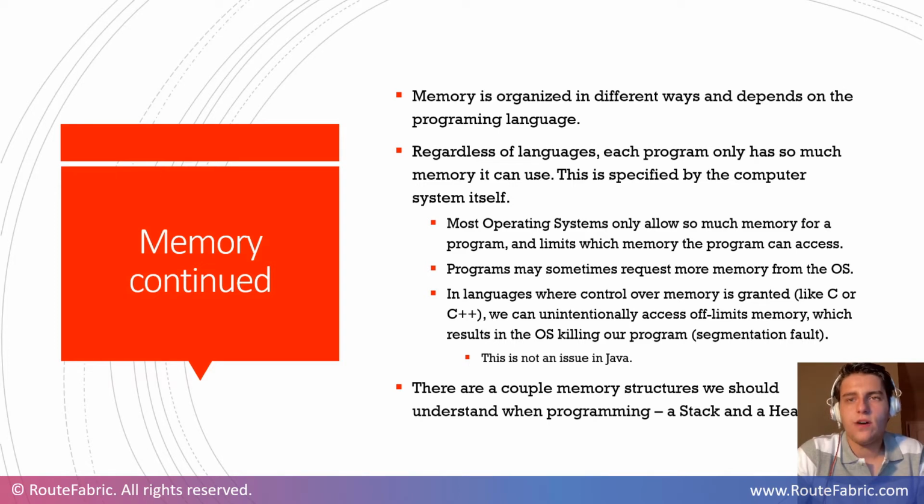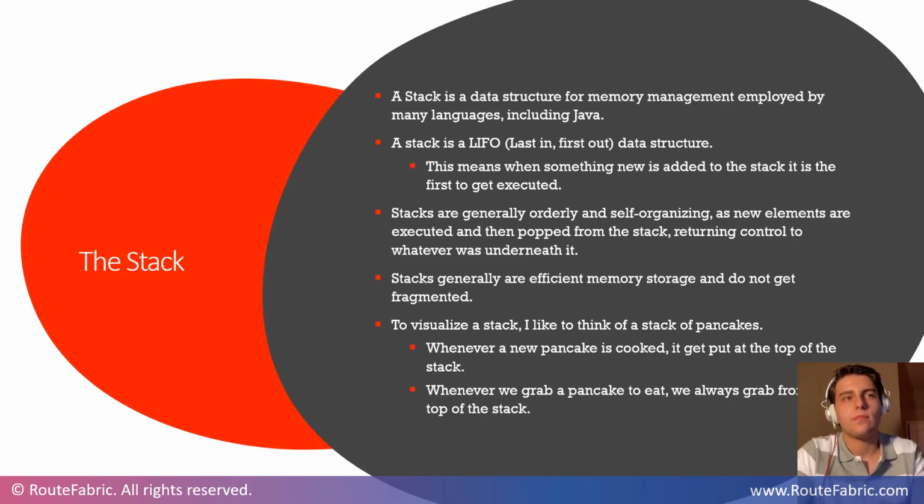So there are a couple of different memory structures we should understand when programming. So a stack and a heap, and I'll talk about those right now. All right, so the stack. A stack is a data structure for memory management employed by many languages, including Java. A stack is what's known as a LIFO data structure. So what this means is last in, first out. Basically, dumbed down, what this means is that when something new is added to the stack, it is the first to get executed. And I'll talk about this a little bit more.